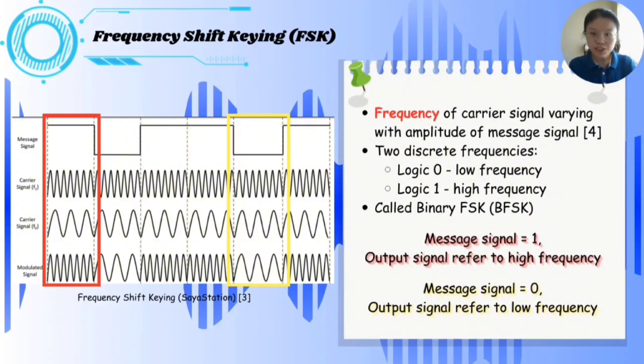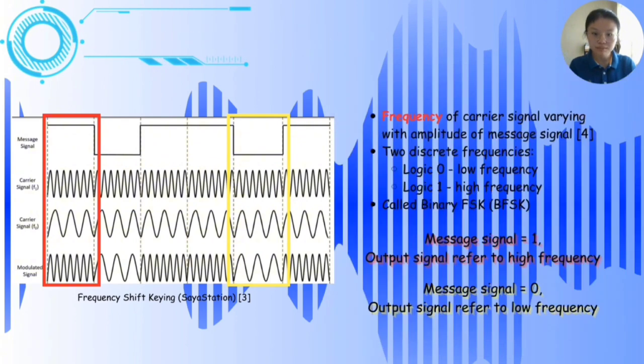The second digital modulation technique is frequency shift keying. The frequency of carrier signal will vary with amplitude of message signal. The two binary states, where logic 0 represents low frequency and logic 1 represents high frequency in binary frequency shift keying mechanism, are each represented by an analog waveform. In the red box, when message signal equals 1, the output signal will be the high frequency. And when message signal equals 0, the output signal will be the low frequency. And this is how FSK works.